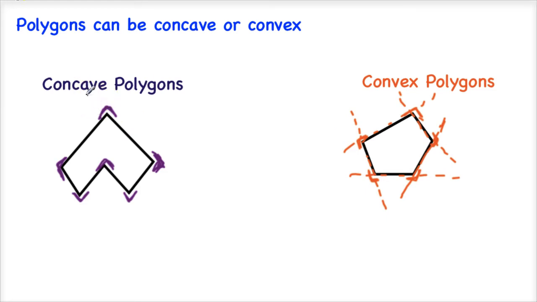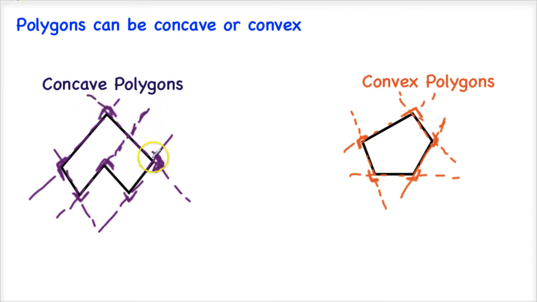Over here, if I were to do the same thing, I extend all of these lines. So far, so good. This is okay. This side's okay. But once I get to this side, I extend it, and it goes right through the inside of the polygon. So that's how I know this one is concave.